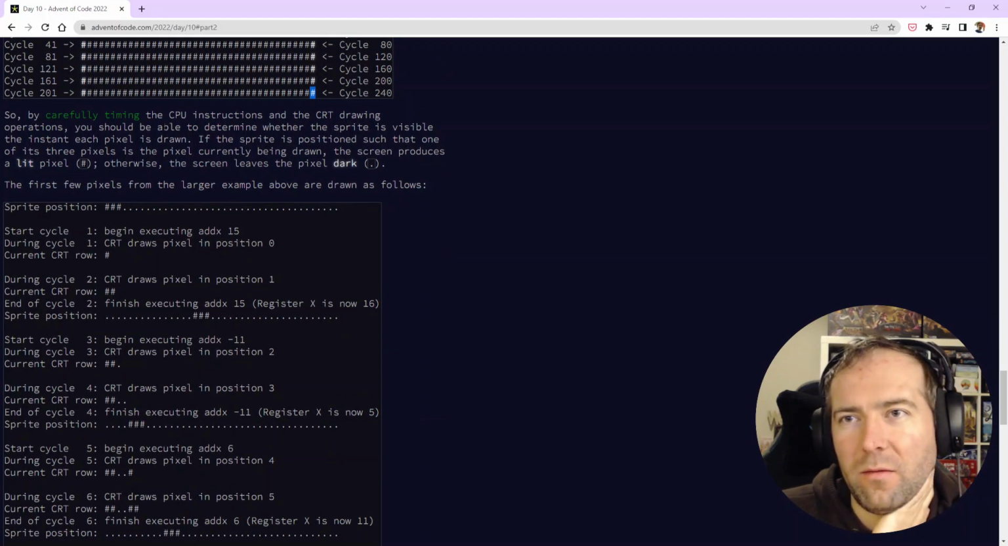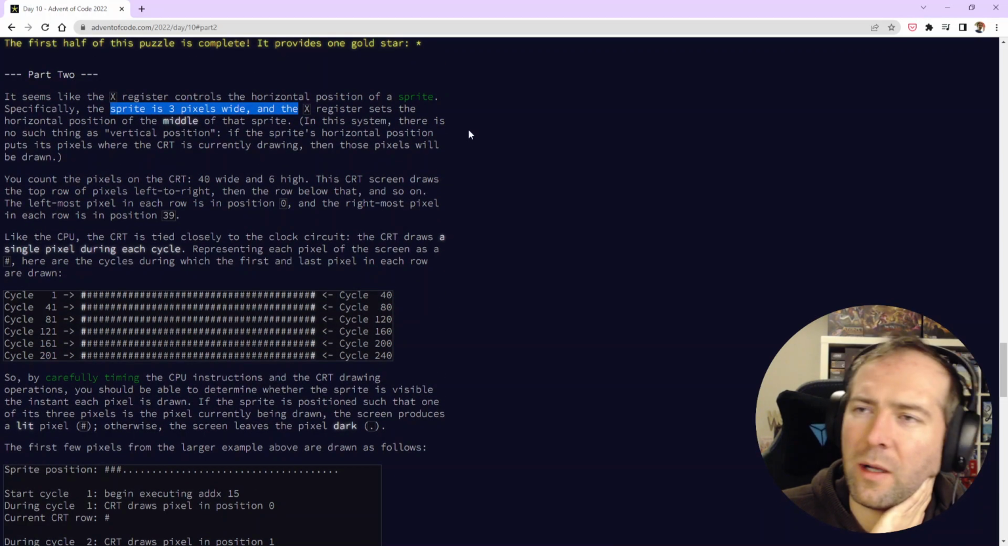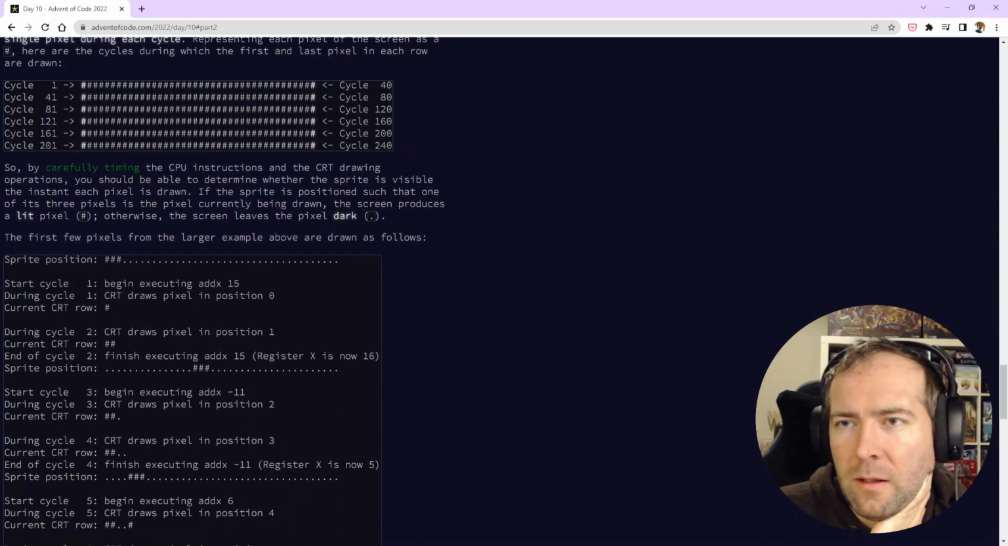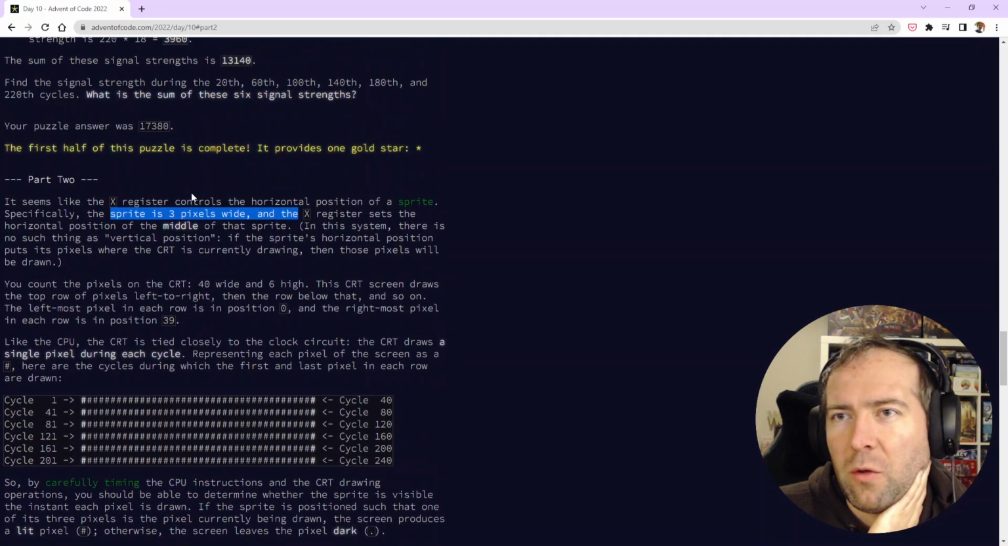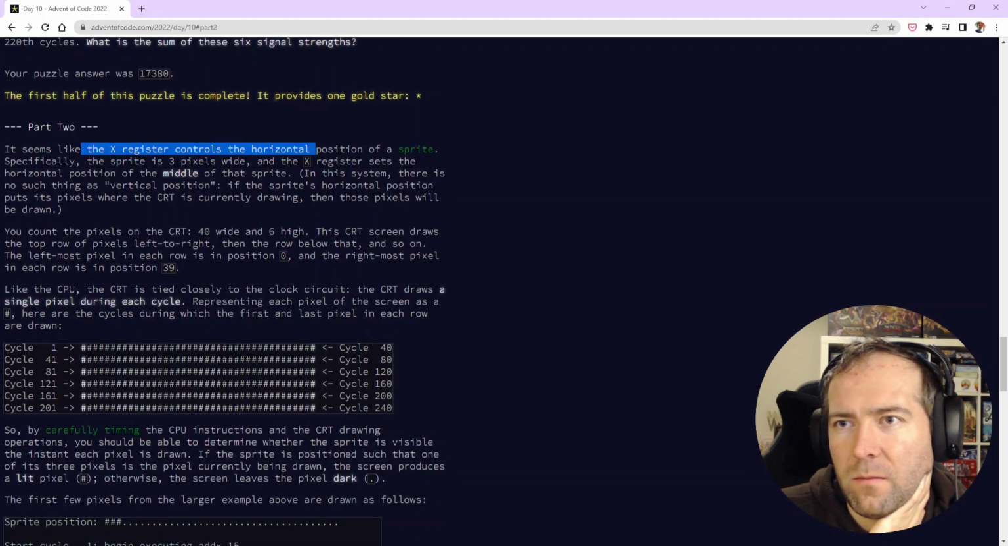By carefully timing the CPU instructions and the CRT drawing operations, you should be able to determine whether the sprite is visible the instant each pixel is drawn. And the sprite is 3 pixels wide. Interesting. And what can we do with the sprite? The horizontal position.